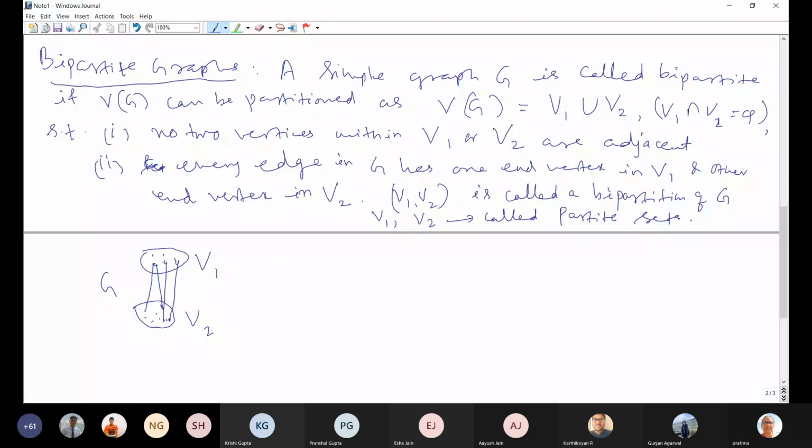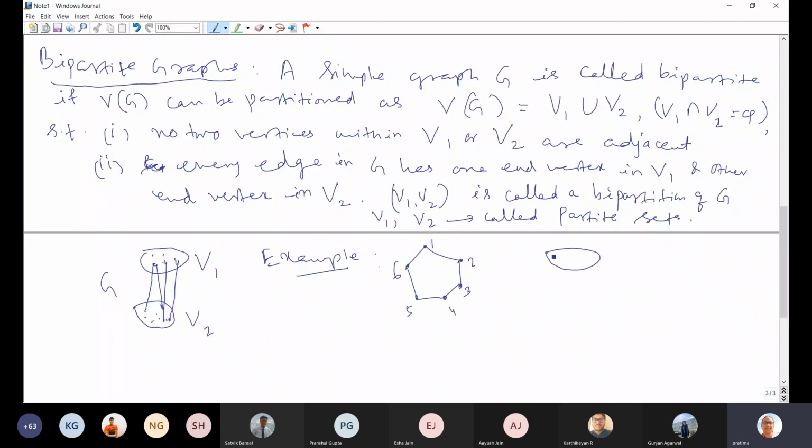Well, example. Can you give an example of a bipartite graph? Well, let us consider this cycle on 6 vertices, say 1, 2, 3, 4, 5, 6. Whether this is a bipartite graph? Tell me whether this will be a bipartite graph. Can anyone answer? No, ma'am. It won't be.